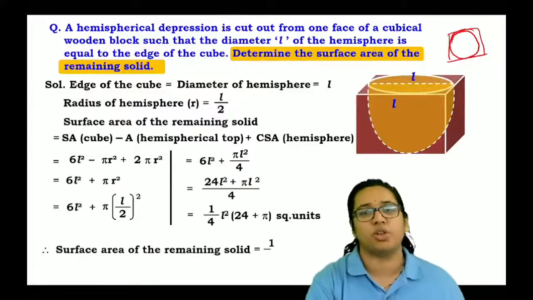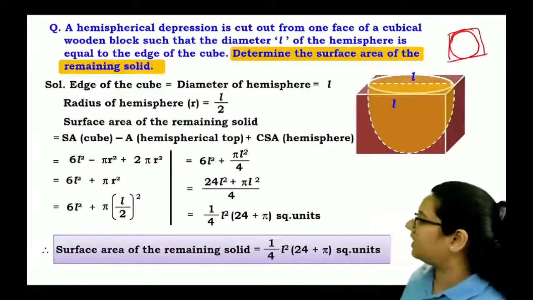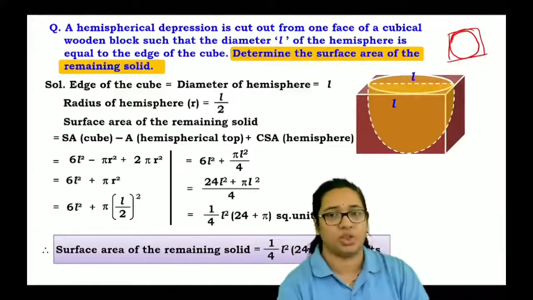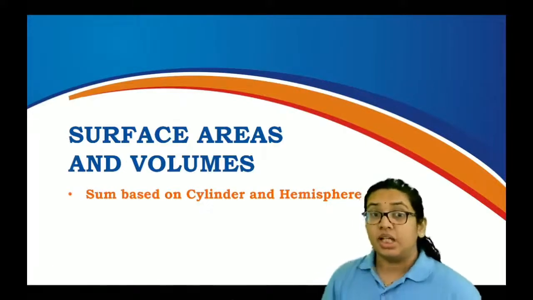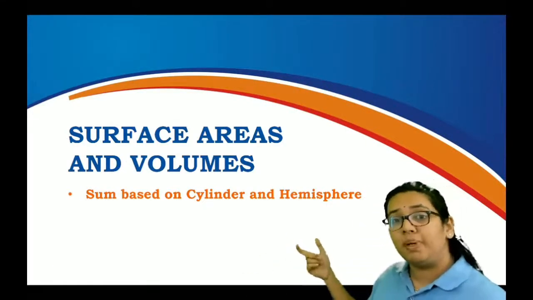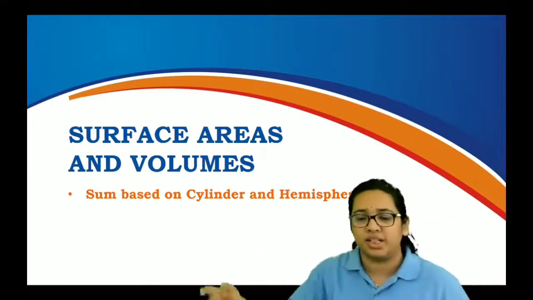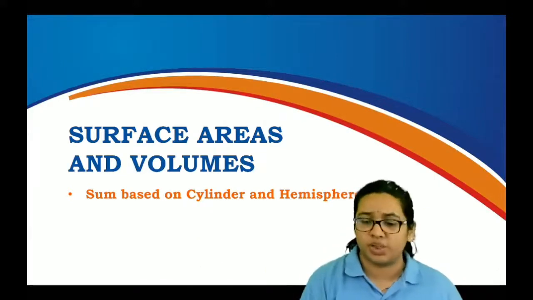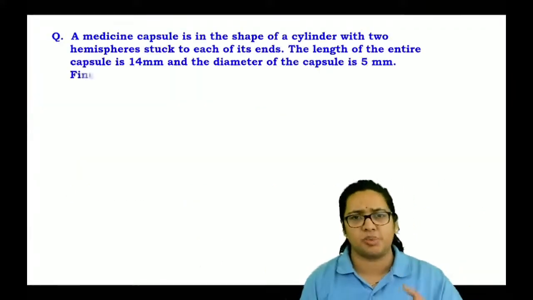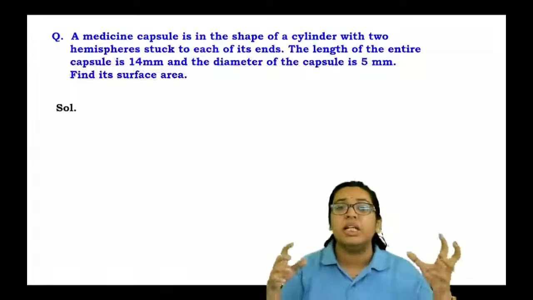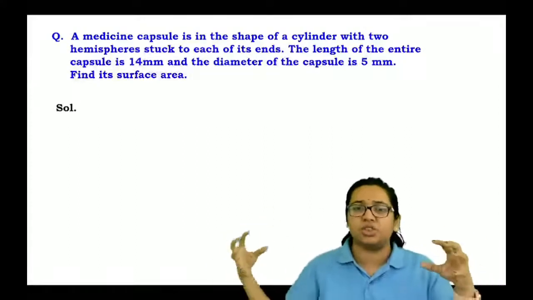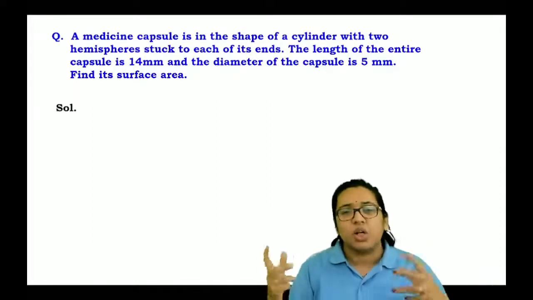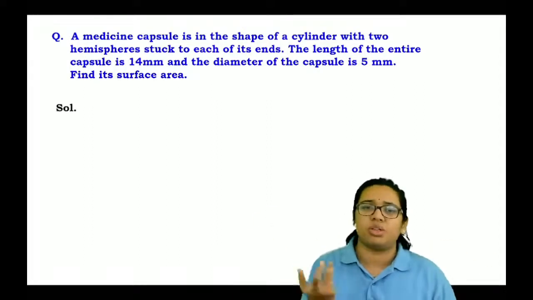Again, we'll consider one question which is based on mixed 3D solids. The next question will be based on hemisphere and cylinder. Whenever there is a question based on cylinder and hemisphere, there will be only two cases: either you consider that the hemispherical part is joining with the cylinder, or you cut out that part.